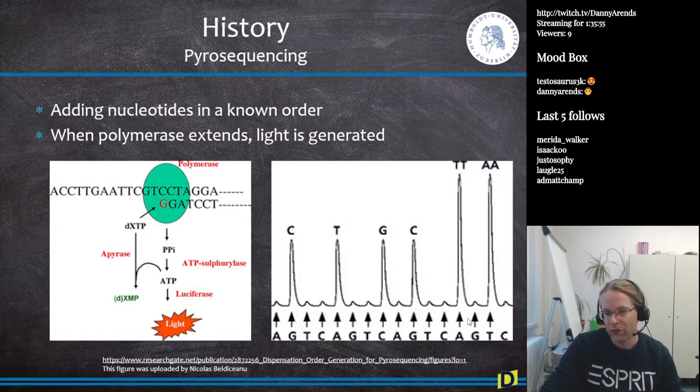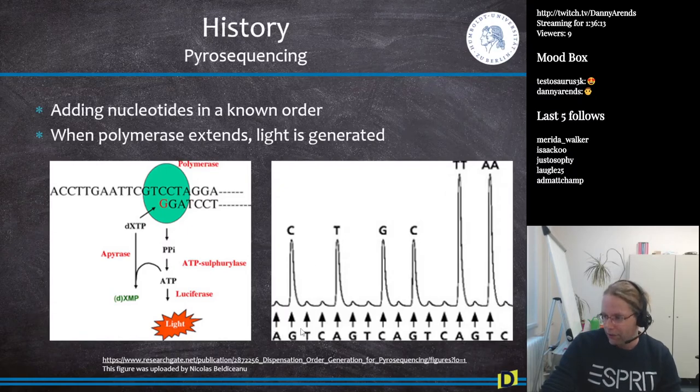Right, and of course sometimes if there's two T's in a row or two A's in a row, you get a double light flash. And so on your oscilloscope, you have to see how high the peak is. And depending on the height of the peak, you can also figure out if there's two T's in a row or three T's or four T's.